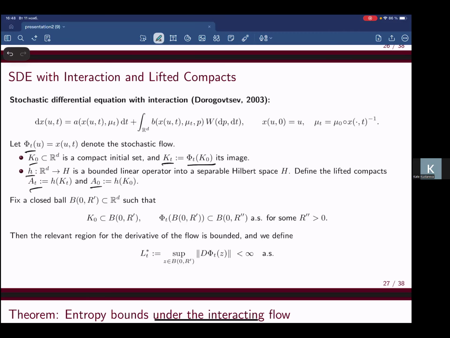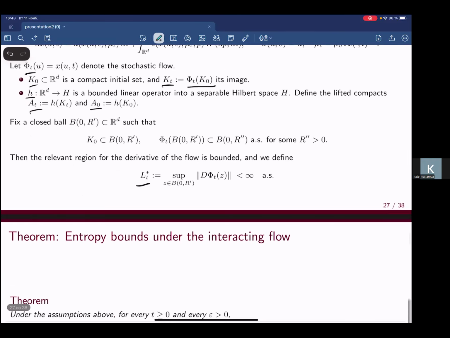So then we fix a closed ball B containing K_0 such that the flow maps it into another bounded ball almost surely. And this ensures that the derivative of phi is bounded on the region, and we can define L_T star, the local Lipschitz bound for the flow, which is the supremum of the norm of D phi_t(z). So, and I want to present the main theorem.